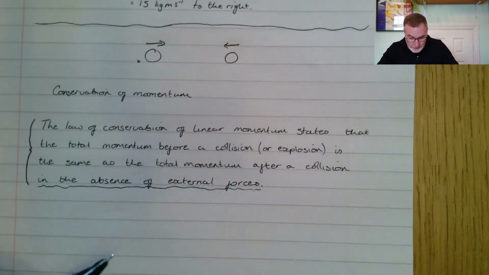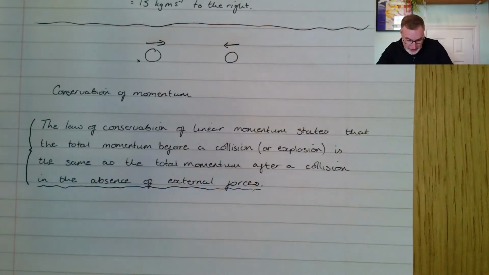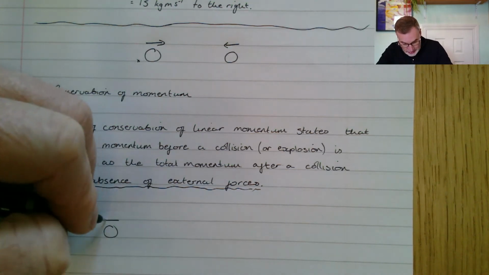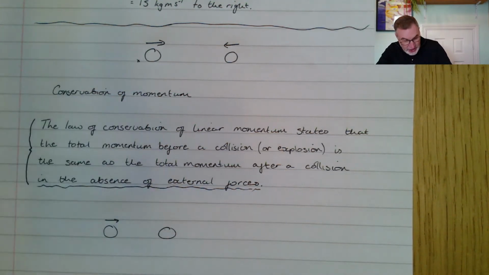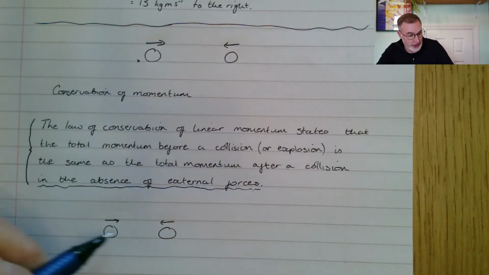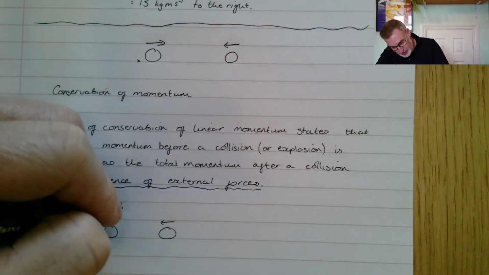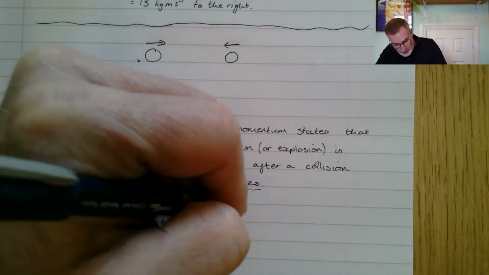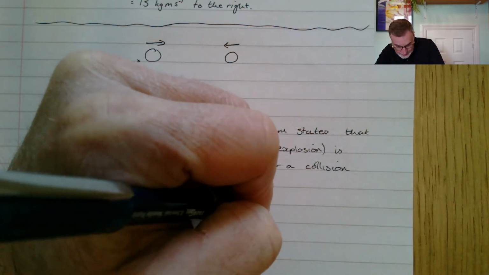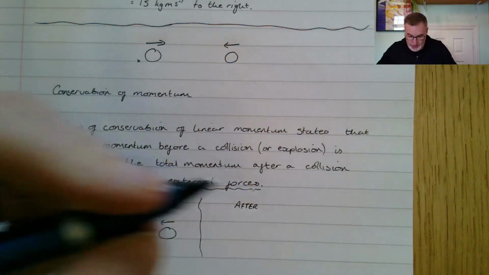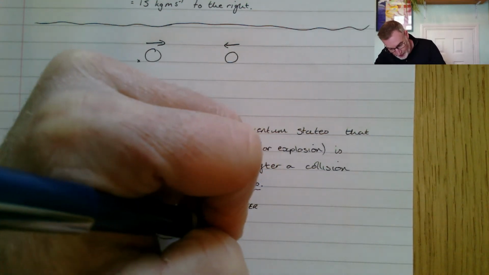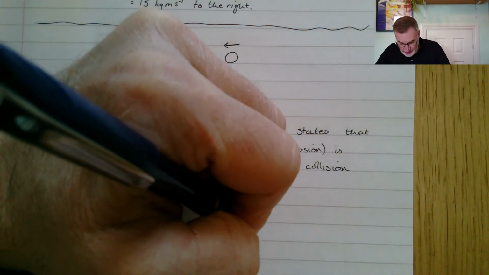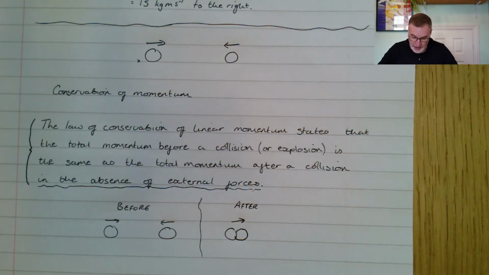So aside from the law, what we have is a collision. Let's say, for example, that you have one object that's traveling like this, and one object that's traveling in the opposite direction, and they're obviously going to collide. So this would be a before, and then we can have an after. Let's say, for example, that during the collision somehow they manage to stick together and they move off in that direction.